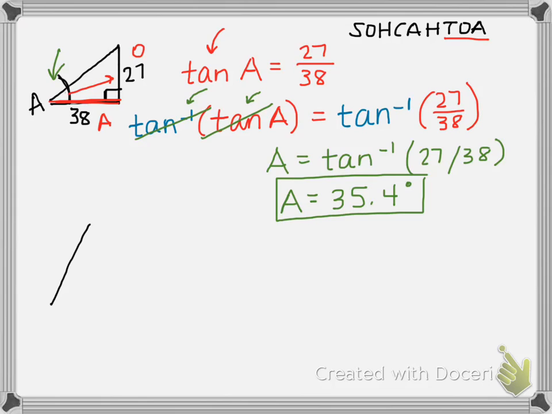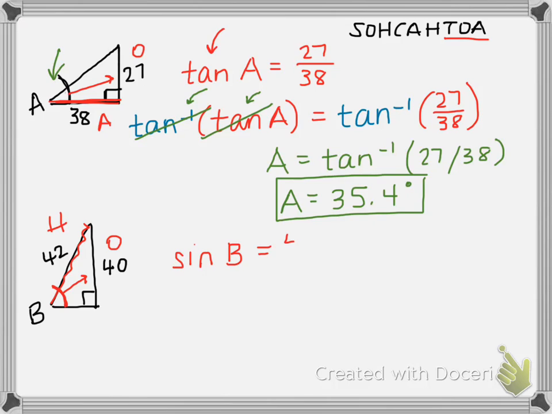Alright, so let's look at another one. Remember, you can always stop the video at any point that you need some time to copy the rest of it down. Alright, so we have our two side lengths, and from angle B, we have our opposite side. And actually, I'm going to change colors. So from angle B, we have our opposite side and our hypotenuse. So the function that we're going to need is sine of B equals 40 over 42.